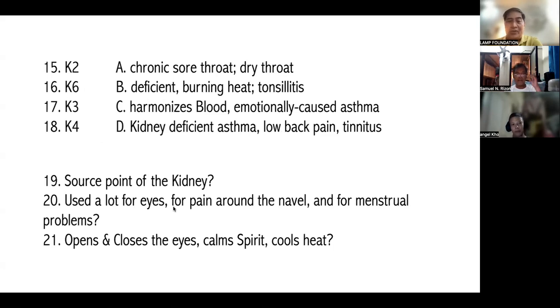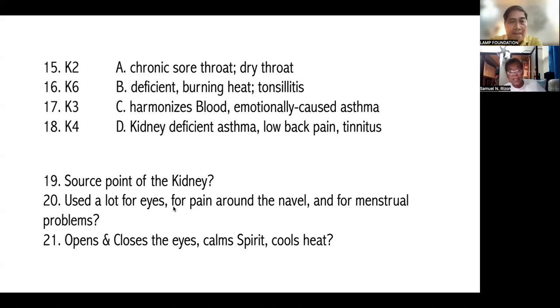And finally, Dr. Sam. 15 to 21. Yes, Doc. Good evening, everyone. Actually, I'm not really sure of my answer, Doc. It's somewhat confusing. Okay, let's try. Let's do it. For kidney 2, my answer here is... Hold on. Remember, alam mo na yung classification ng kidney 2.